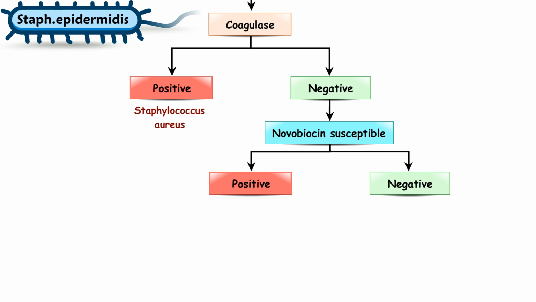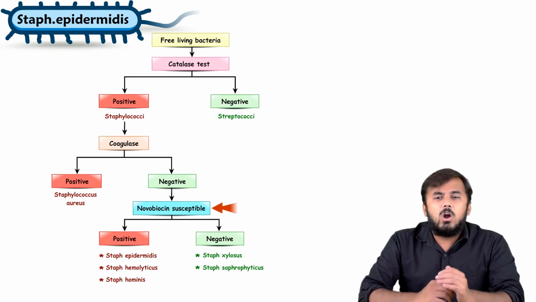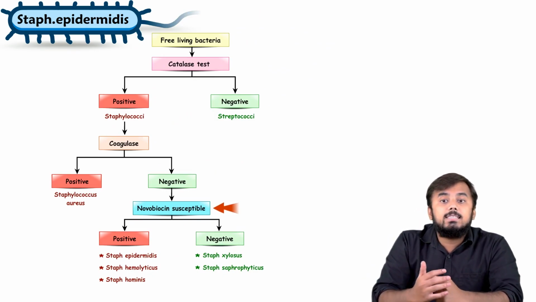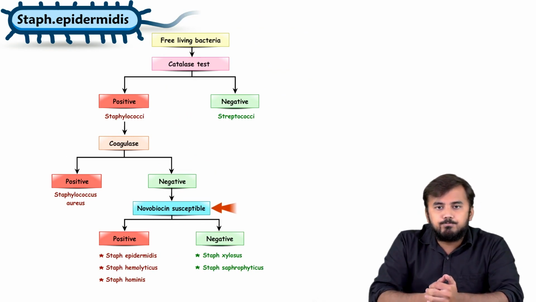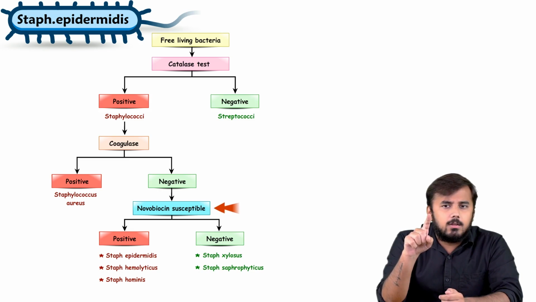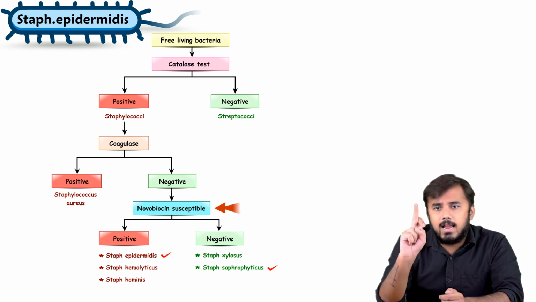Novobiocin positive are, you can see here, Staph epidermidis, Staph haemolyticus and Staph hominis. Whereas novobiocin negative are Staph xylosus and Staph saprophyticus. Right? Now, what is this novobiocin? Novobiocin is an antibiotic. Okay, then why are you discussing that? The reason is, what did I tell you? I told you that Staph epidermidis and saprophyticus, as you can see from the slide back, both of them are coagulase negative.